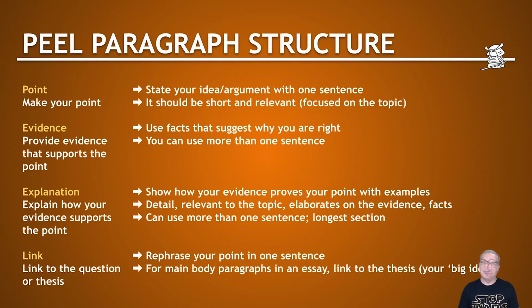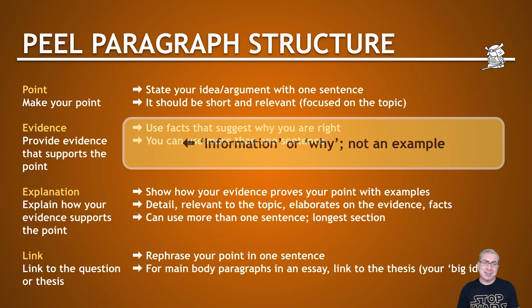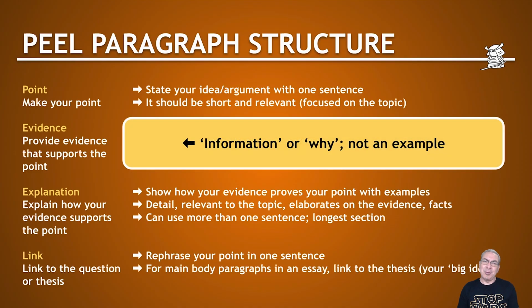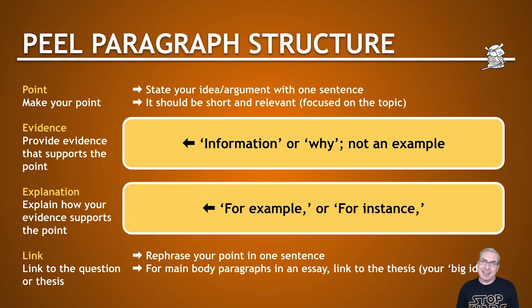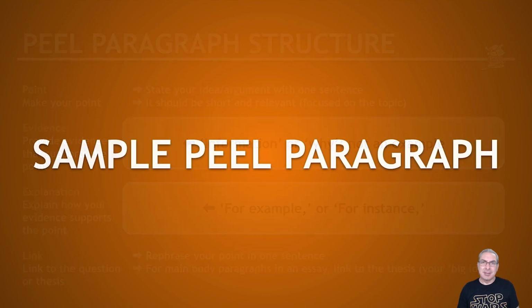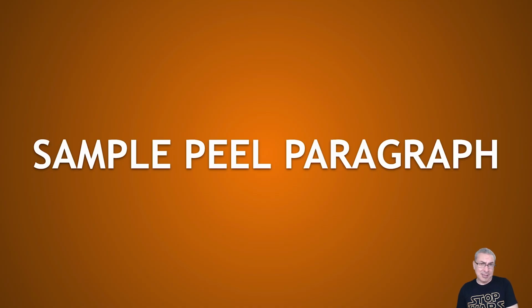So for my students, we're raising our level of writing a little bit, and so this might be different from your school and your teacher or even your grades, so talk to your teacher. For my students though, the evidence part, we're not writing for example, we're giving information that supports the point or something that says why your point is important or valid or why you're making the point. We're not giving an example. In the explanation, that's where we're saying for example or for instance. That's where we want to say for example. Keep that. So now let's look at a sample PEEL paragraph.